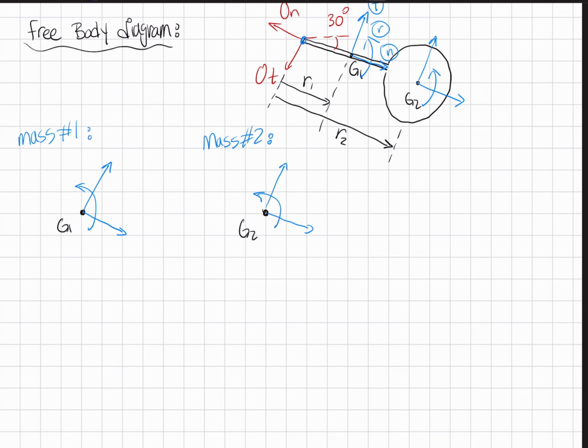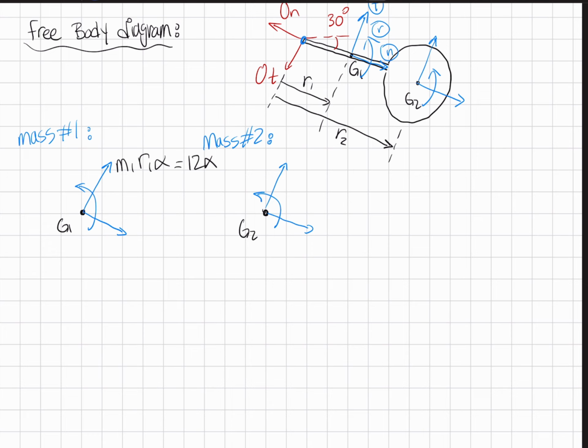So for mass 1, we get the following. We have the tangential component, so we get M1 R1 alpha, where R1 alpha is the tangential acceleration at this point. We have some of the values given to us, so when we plug this in, we get 12 alpha. We already know M1, we already know R1, so we plug that in, and that's what we have.